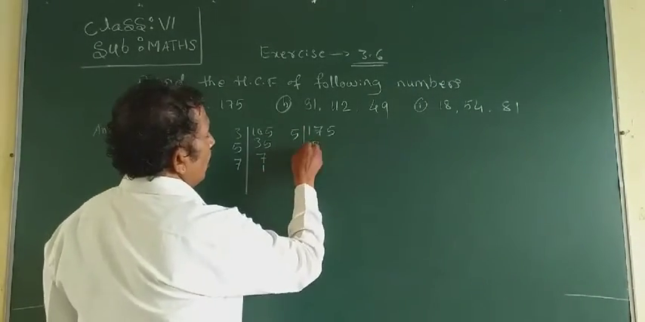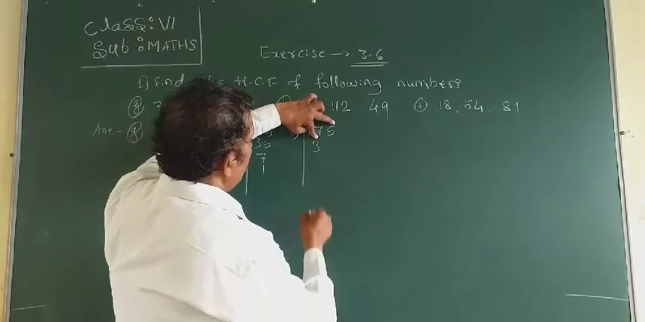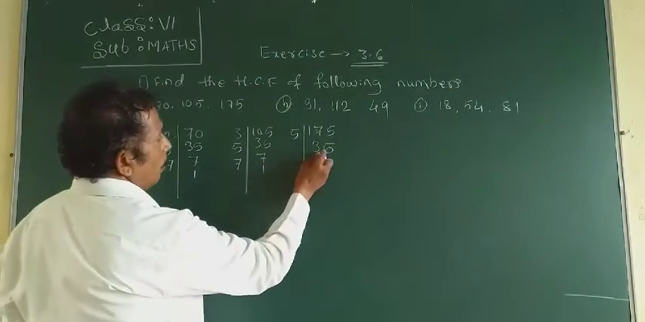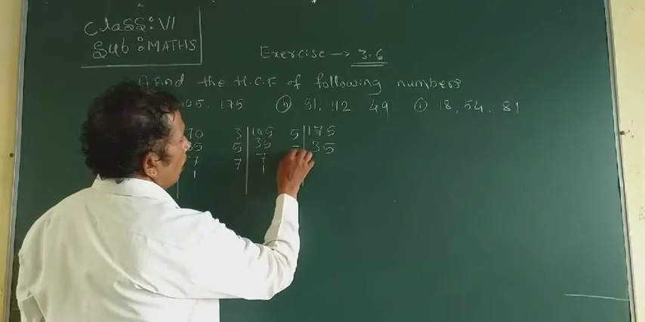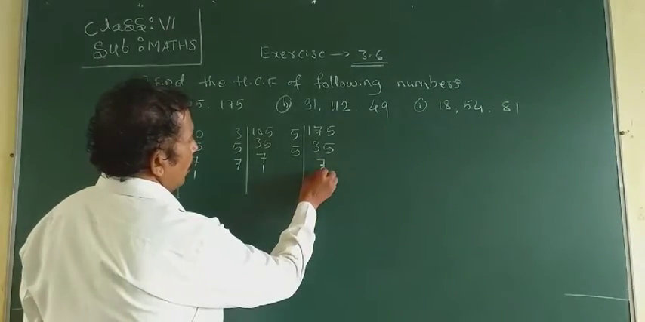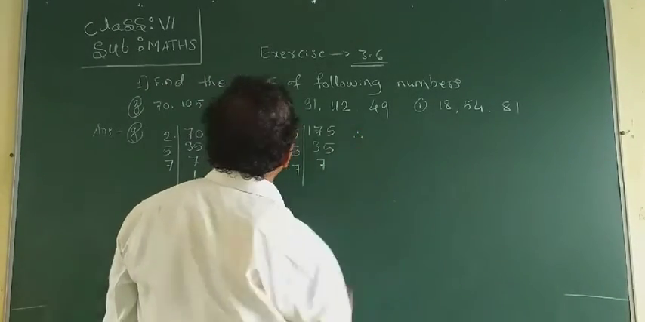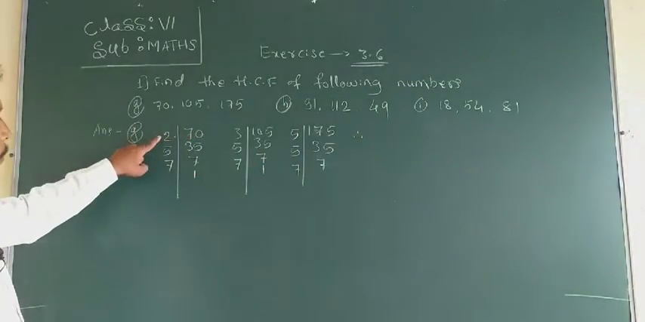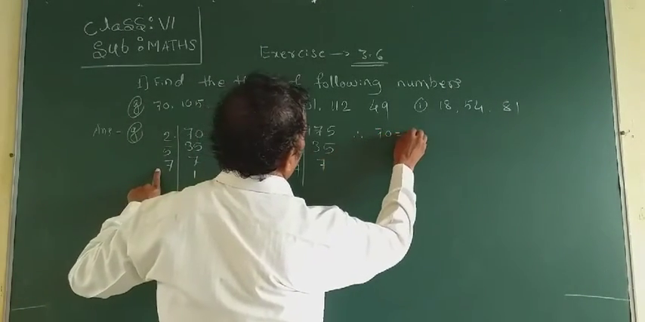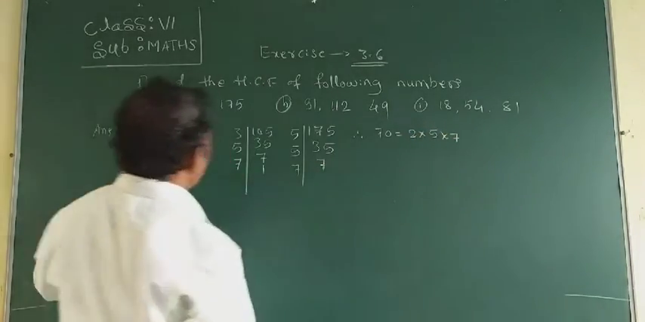5 3s are 15, remaining 2, then it is 25. 5 5s are 25. Divide 35 by 5 once again. 5 7s are 35. Now divide this 7 by 7. Therefore, 70 is equals to 2 into 5 into 7.